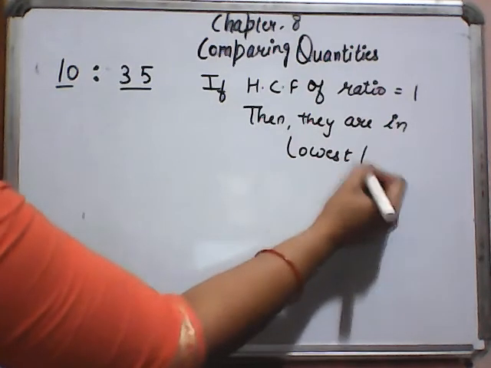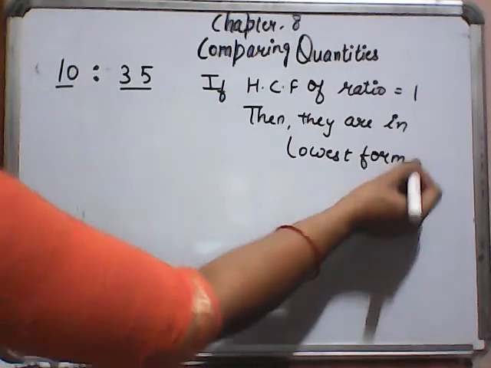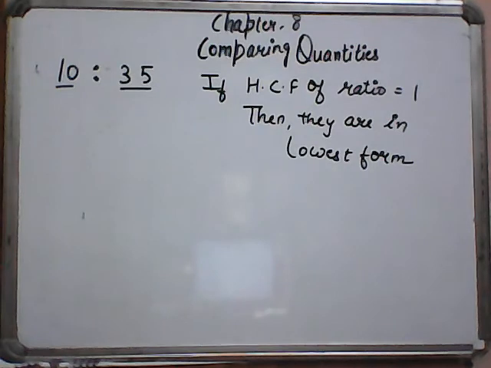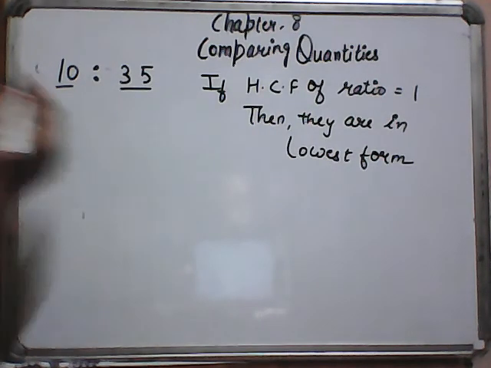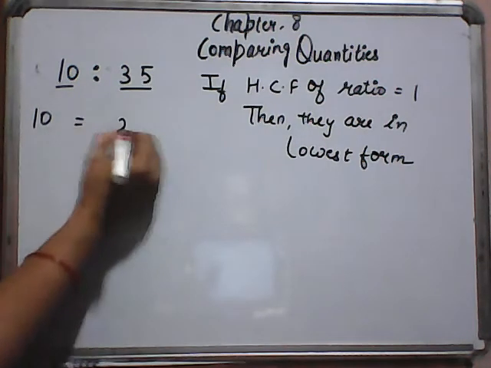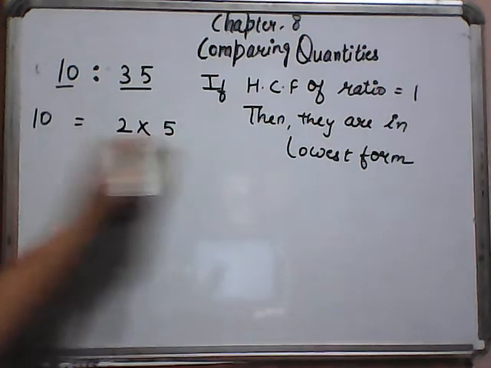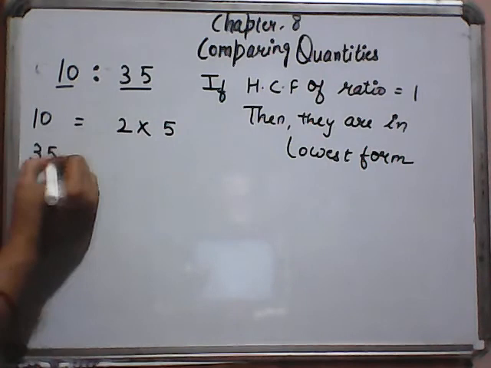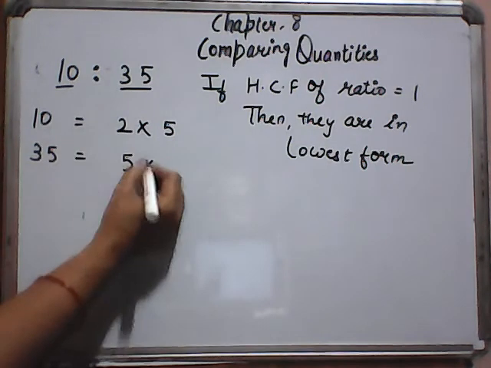If the HCF of the ratio is not equal to 1, then they are not in lowest form. Now take 10 ratio 35. We can find the HCF. 10 can be written as 2 multiplied by 5, 2 5s are 10. 35 can be written as 5 7s are 35.